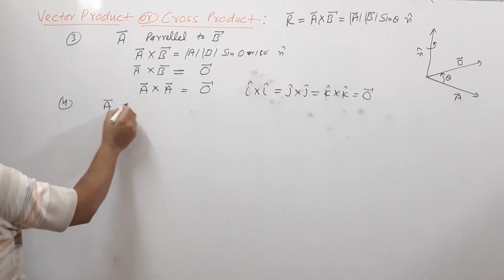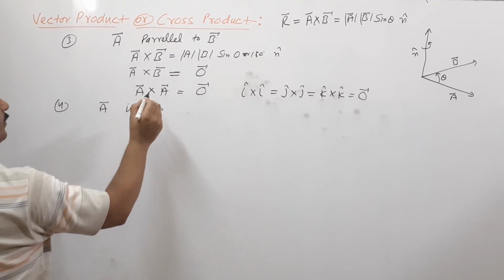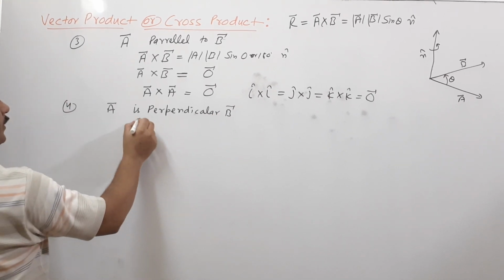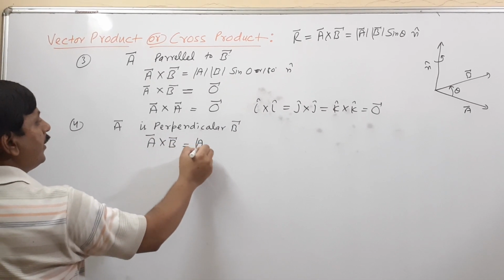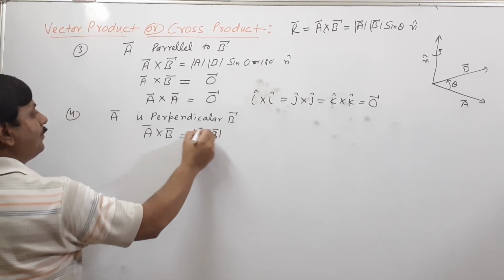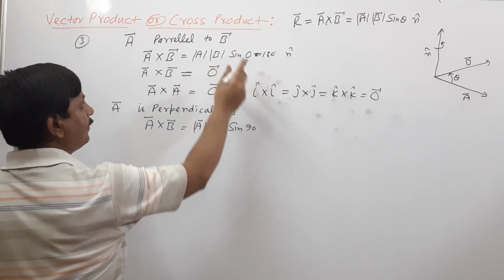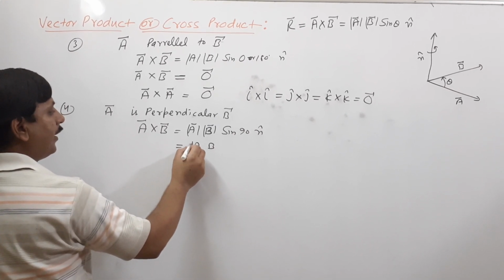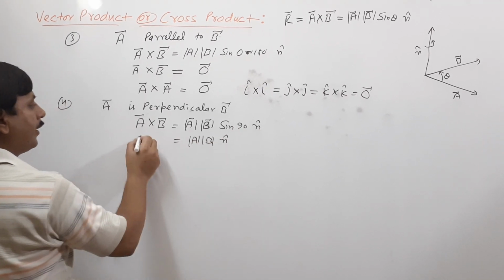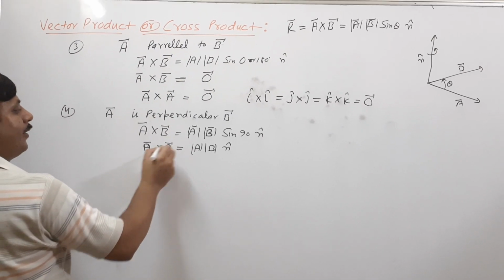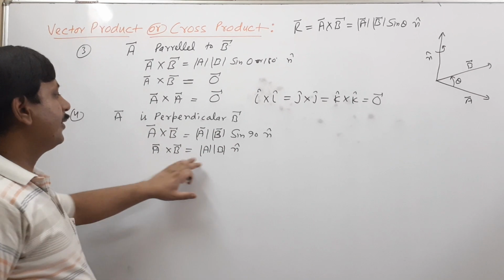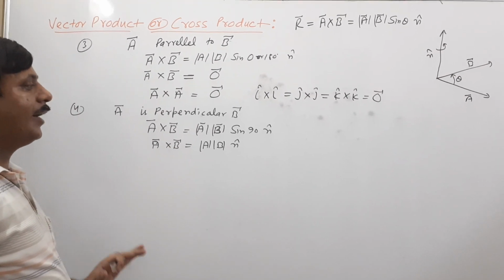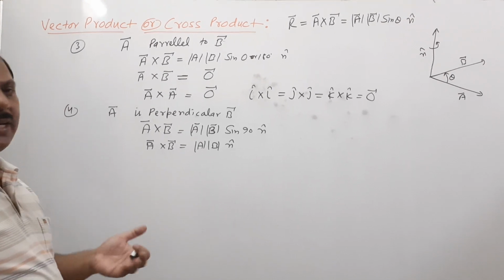Fourth, if A is perpendicular to vector B, then A cross B is what? A B sine 90 n cap. When A and B are perpendicular, this vector has magnitude equal to the product of the magnitudes, and direction perpendicular to both A and B. So this is useful for i and j also.